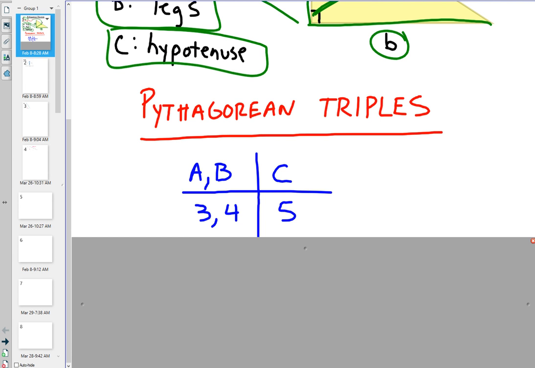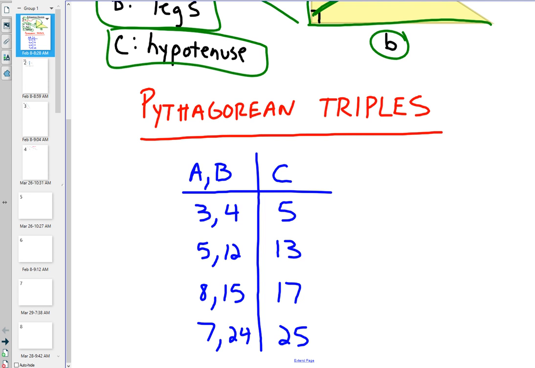If you multiply all of them by 3, any multiples of these triples will always work. In order to be a Pythagorean triple, no decimals, no fractions. They have to be whole numbers. So the other main ones are a 5, 12, 13 right triangle, an 8, 15, 17, and a 7, 24, 25.